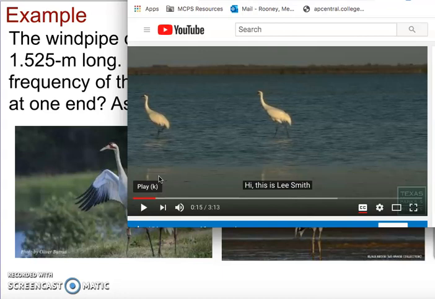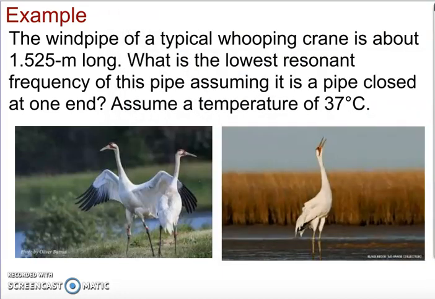Hi, this is Lee. As you can hear there, they are making quite a racket, and they can make different frequencies with their voices just like we can while talking. Now, we are going to determine what the lowest frequency is that they can generate with their voices.